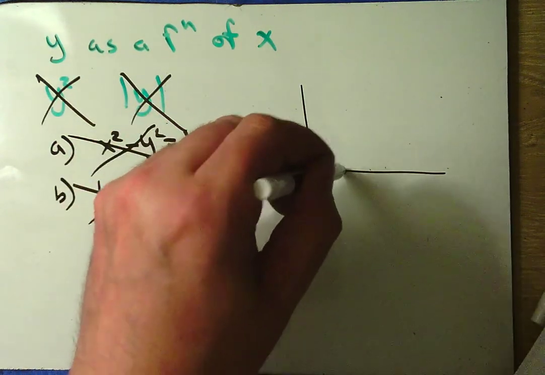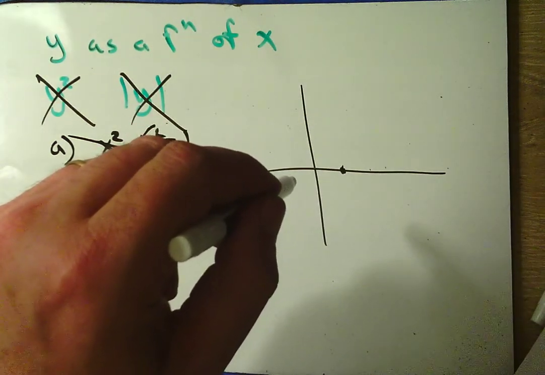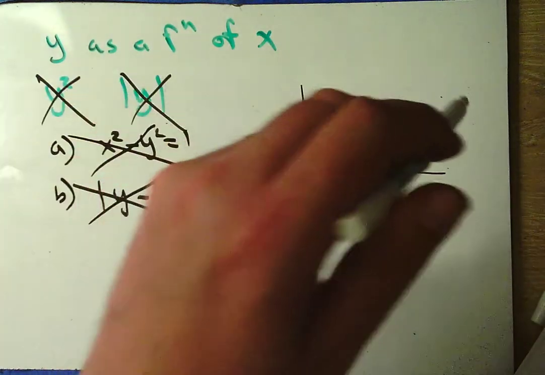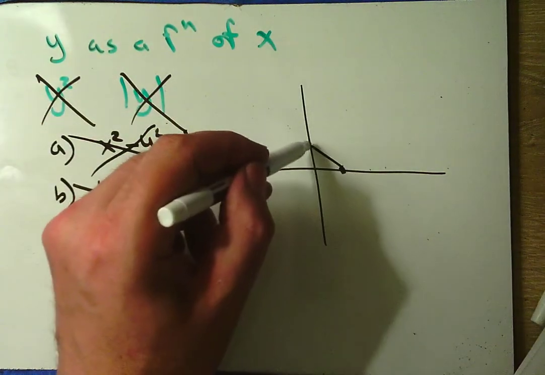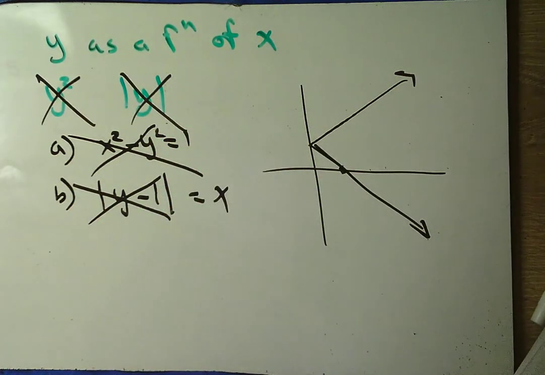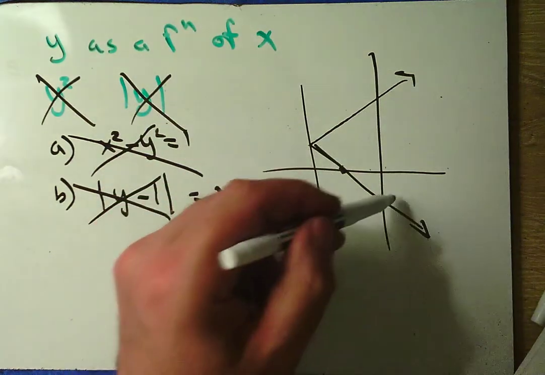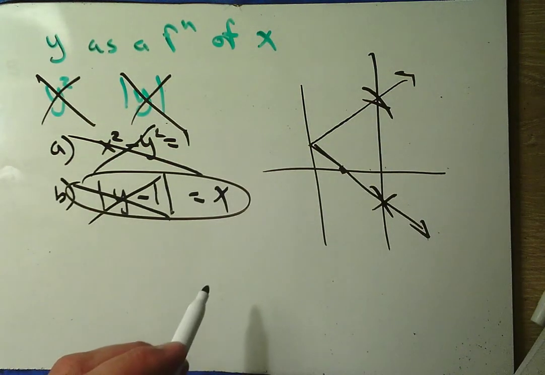That's going to be a sideways v. Right? So v plus 1. Up 1. There we go. Does this pass the vertical line test? No. It fails the vertical line test, so this is not y as a function of x.